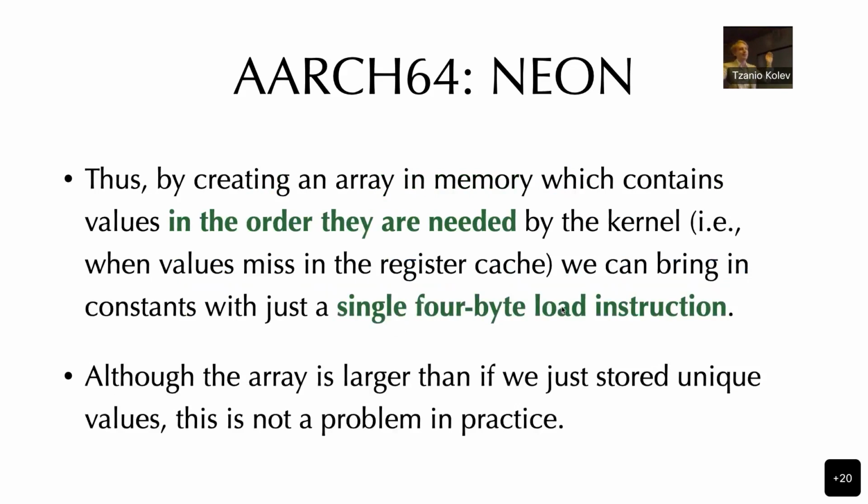Thus, by getting a bit creative, we have our array in memory that contains not just the unique values, but the values in the order in which they are needed by the kernel. Then we can bring in a constant with just a single instruction, always. The idea being that the array is arranged in memory such that it has all the constants in the order that they will be needed by the kernel, and then bringing that constant only ever requires one instruction, 4 bytes, highly efficient. It does mean that our array has some duplicated values, but that doesn't really cost you much. In practice, we can handle having some duplication in that array.